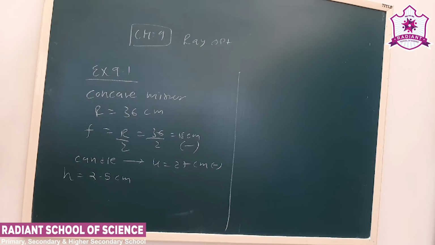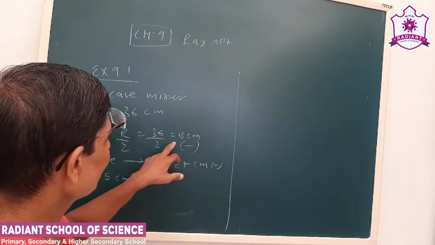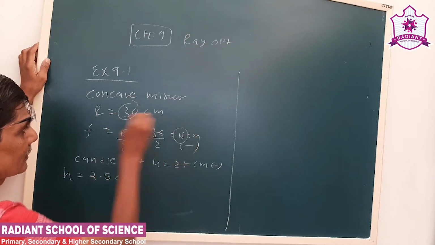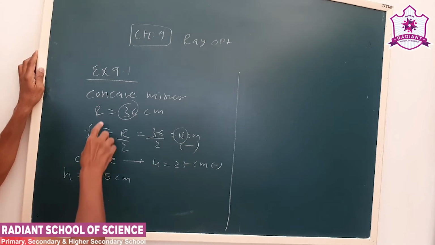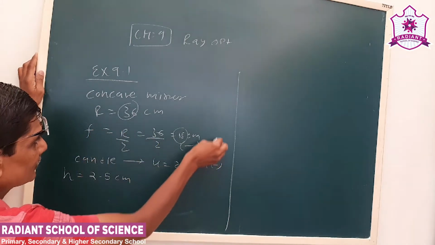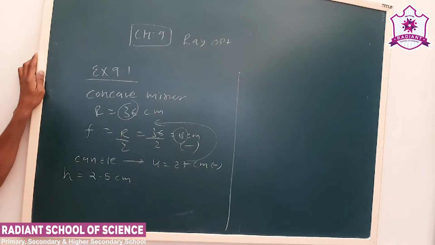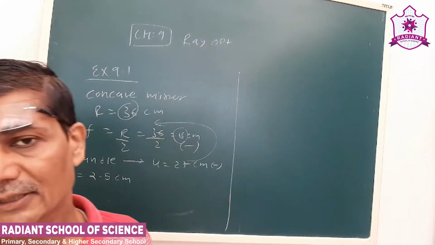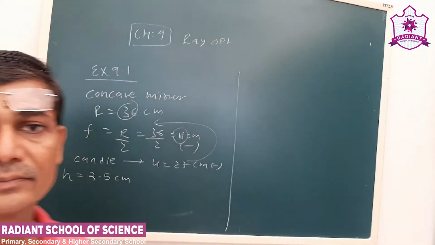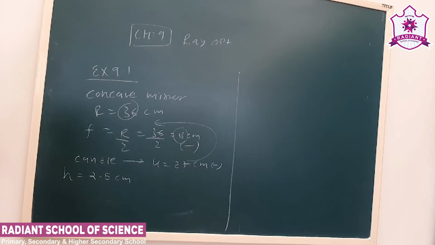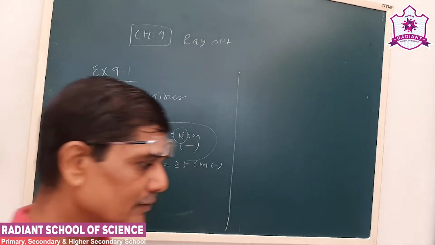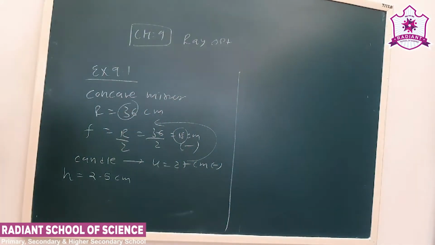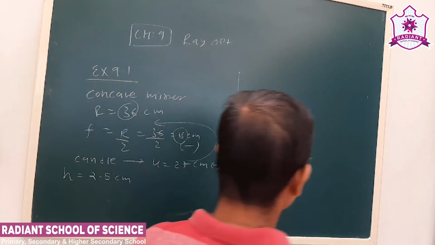Now see here, object distance is 27, focal length is 18 centimeter, radius of curvature is 36. See, this 27 lies between 18 and 36. So again we can see the object is between F and C. Now we have seen when the object is placed between F and C of a concave mirror, the image will be real, inverted and larger. So if we get the real image, V value we should get it negative.